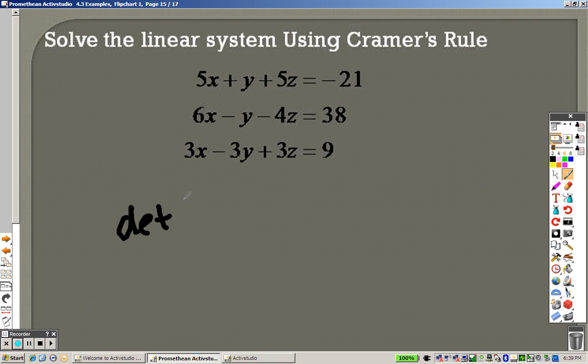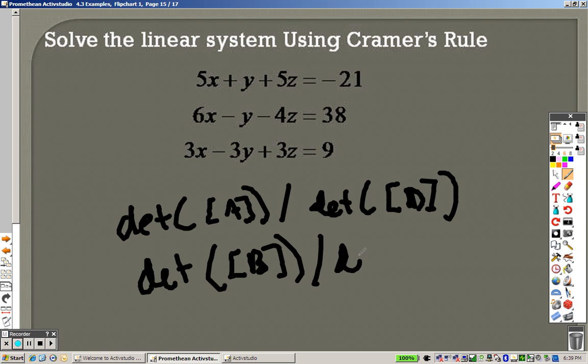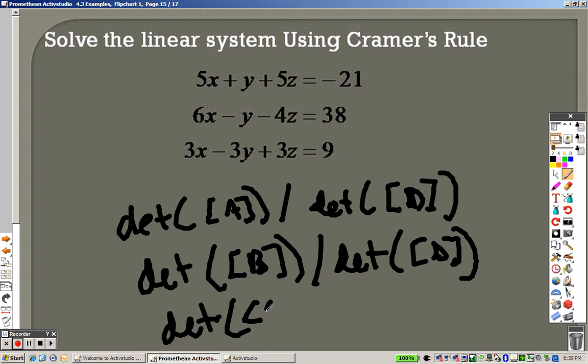It should be determinant of A divided by determinant of D, because I made the bottom one D, right? And then I would do it again for Y, because I put the Y in the B column, right? And it's still D on the bottom. This is how it looked like plugged in. And then I did C for the last one, divided by the determinant of D. That's how I got all three answers.